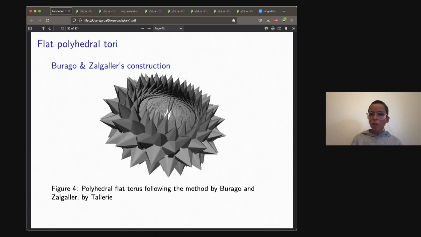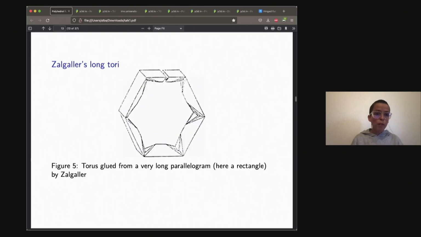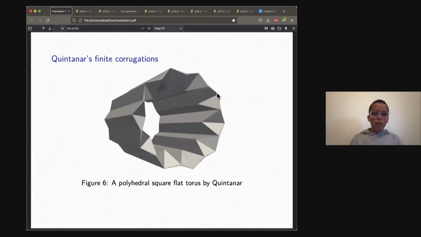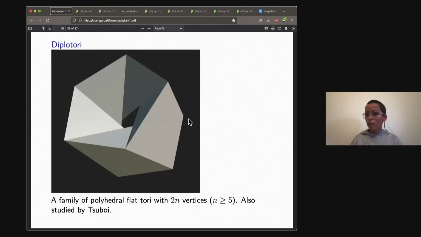The other possible answer is to answer with polyhedral flat tori, which are at the same time polyhedra and have a total angle of 360 around any single vertex. There is one example of such a polyhedral flat torus made by Thaleri following a general method by Burago and Zalgaller. Here is another example taken from a paper by Zalgaller. Here is another example from the PhD thesis of Quintanar. And here is the one that I was showing you at the beginning.